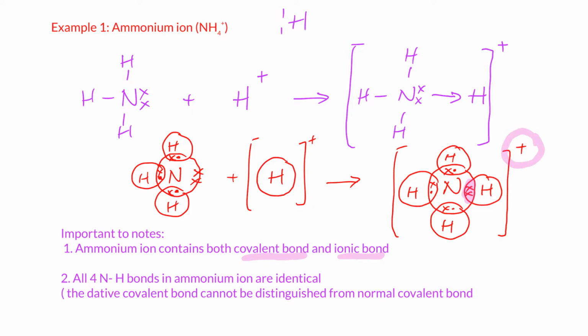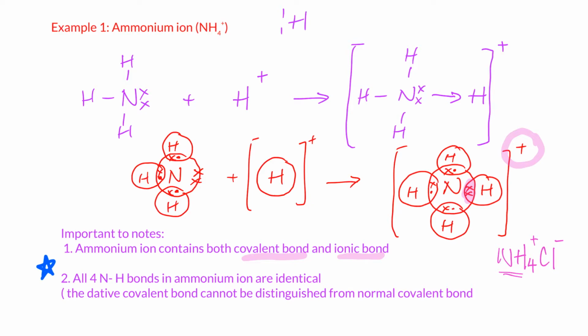Okay, so a typical ionic compound will be like NH4Cl, ammonium chloride. You've got a cation, you've got an anion, and then you've got a covalent bond in it. The second thing I want you to pay attention to, and it's very, very important, is that these 4 N-H bonds, 1, 2, 3, 4, are actually identical. They're exactly the same.